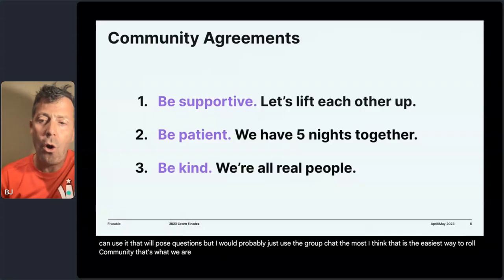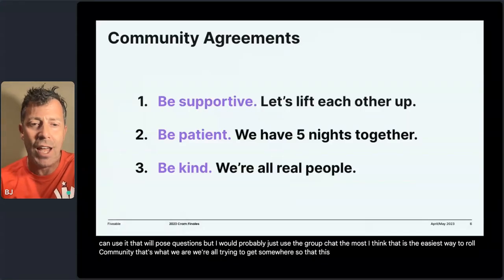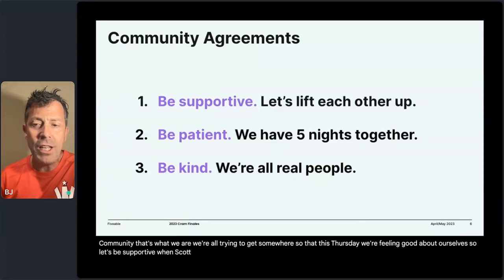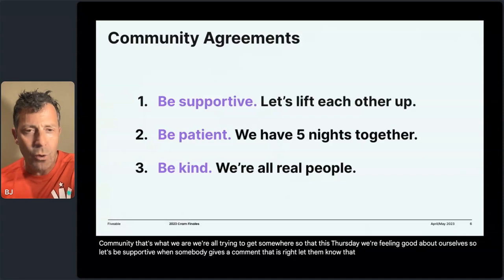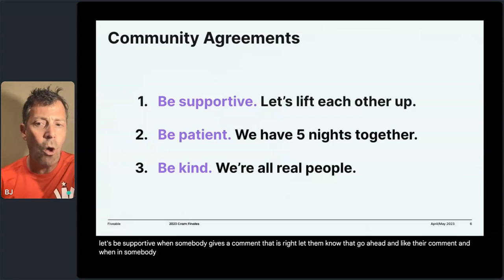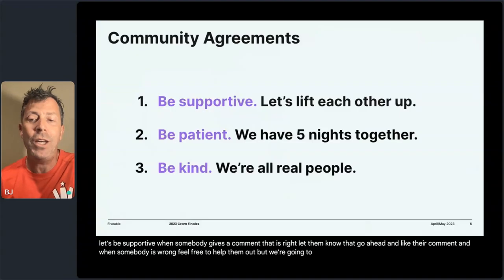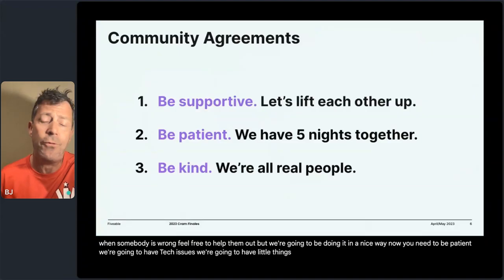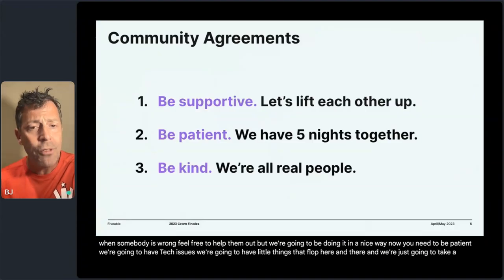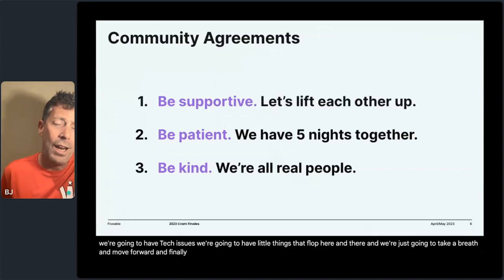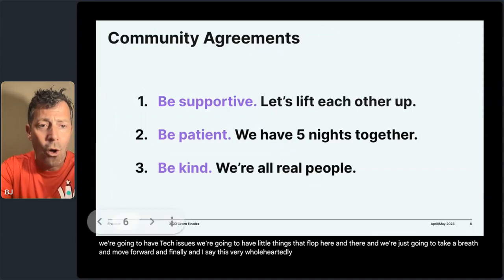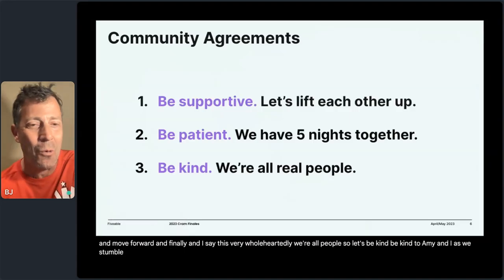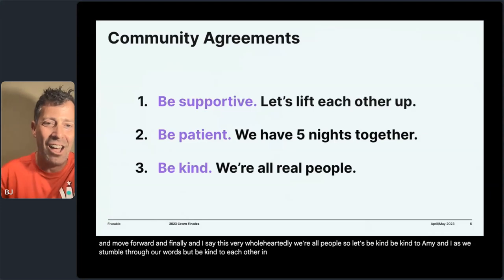Community. That's what we are. We're all trying to get somewhere so that this Thursday, we're feeling good about ourselves. So let's be supportive. When somebody gives a comment that is right, let them know that. Go ahead and like their comment. And when somebody is wrong, feel free to help them out, but we're going to be doing it in a nice way. Now, you need to be patient. We're going to have tech issues. We're going to have little things that flop here and there, and we're just going to take a breath and move forward. And finally, and I say this very wholeheartedly, we're all people. So let's be kind. Be kind to Amy and I as we stumble through our words, but be kind to each other in the chat.